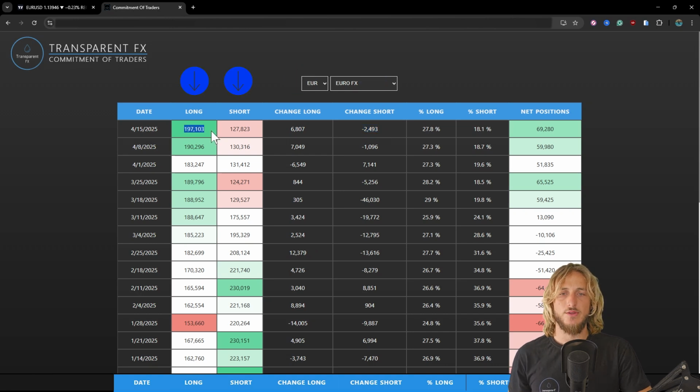We currently have 197,000 longs compared to only 127,000 shorts from an institutional perspective. So clearly institutions are already positioned to the bullish side and increasing their positioning to the long side for EURUSD. So let's keep all of that in mind and move back to the chart.